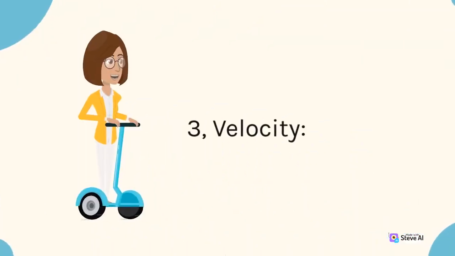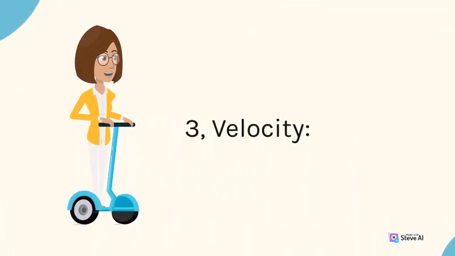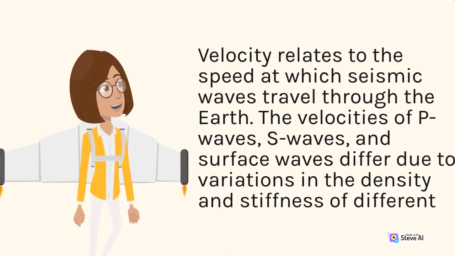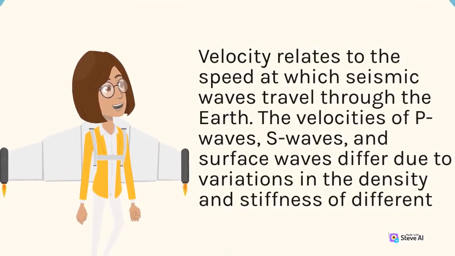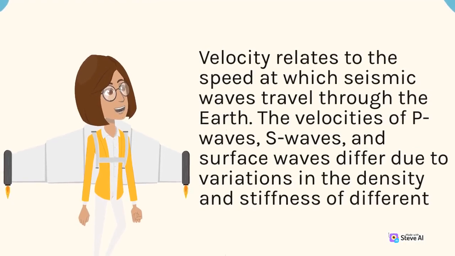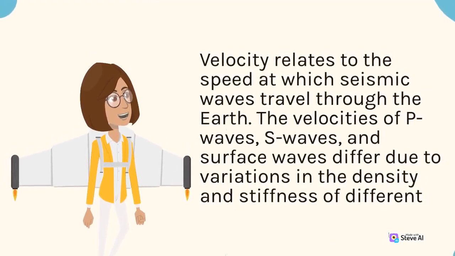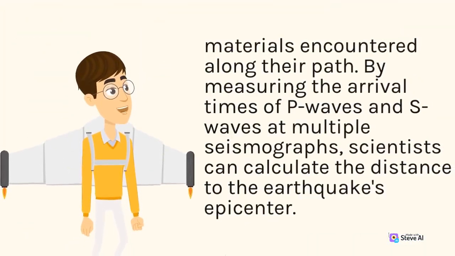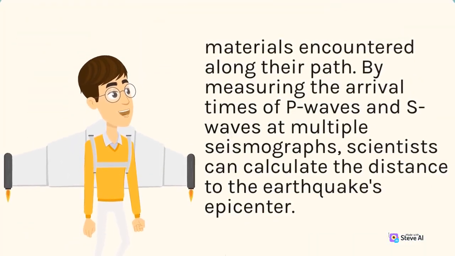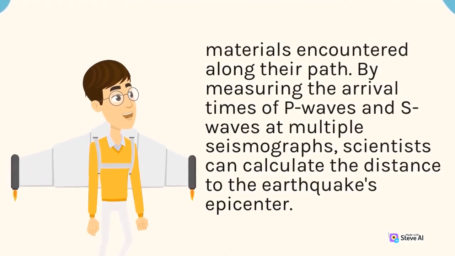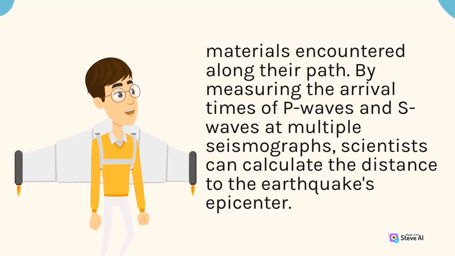3. Velocity. Velocity relates to the speed at which seismic waves travel through the Earth. The velocities of P waves, S waves, and surface waves differ due to variations in the density and stiffness of different materials encountered along their path. By measuring the arrival times of P waves and S waves at multiple seismographs, scientists can calculate the distance to the earthquake's epicenter.